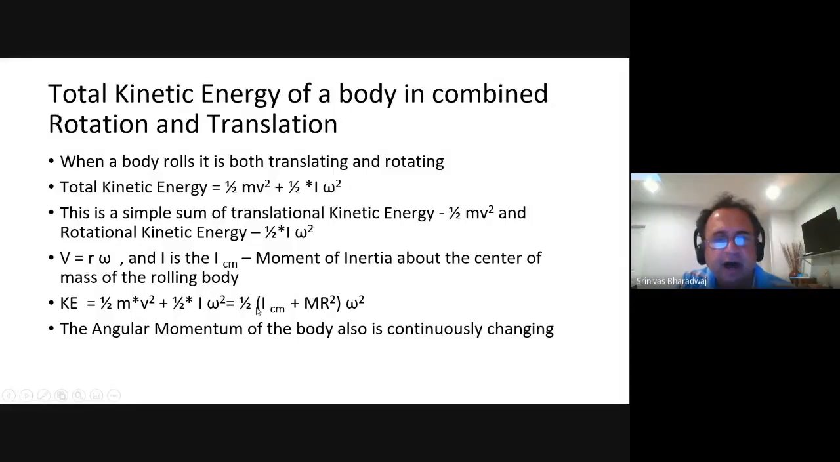This one, half times ICM plus mr square omega square, because V is equal to R omega. Okay, so the angular momentum of the body is also changing, right?